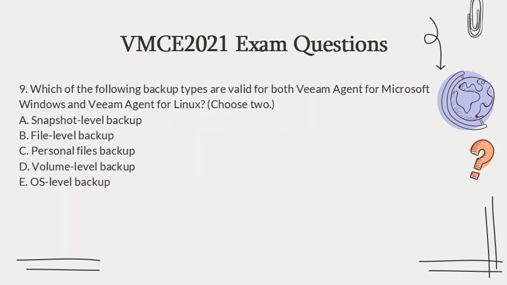9. Which of the following backup types are valid for both Veeam Agent for Microsoft Windows and Veeam Agent for Linux? Choose 2. A. Snapshot level backup. B. File level backup. C. Personal files backup. D. Volume level backup. E. OS level backup.